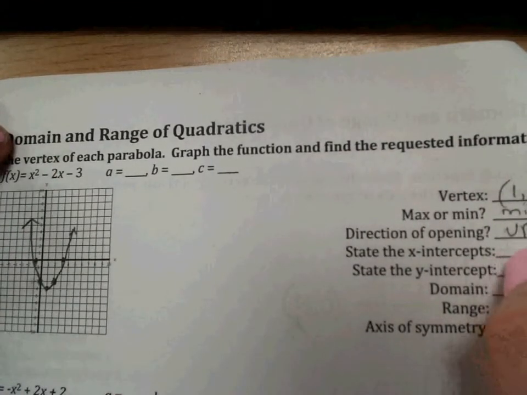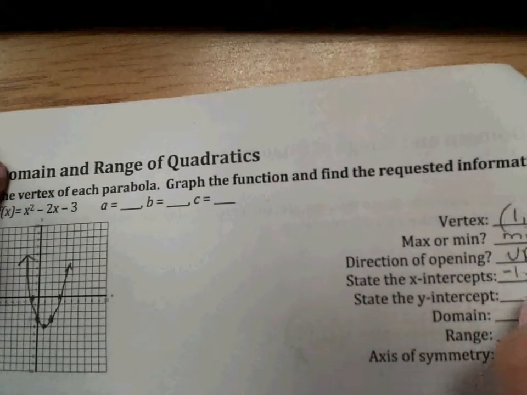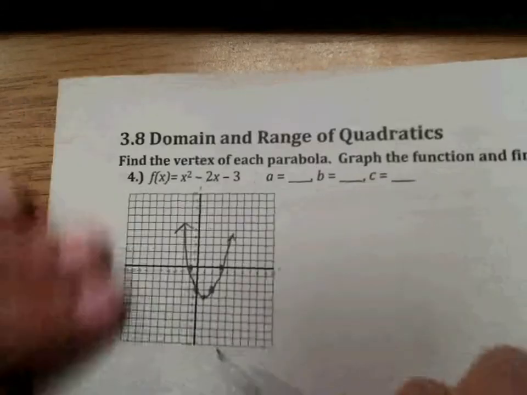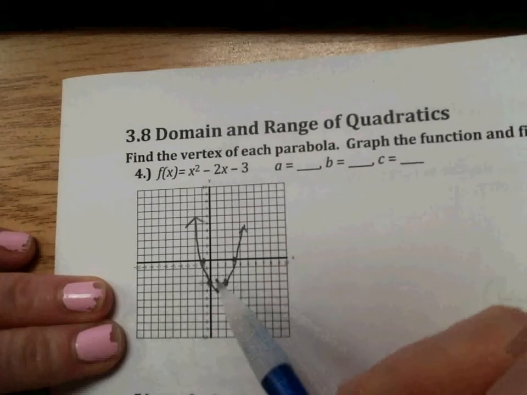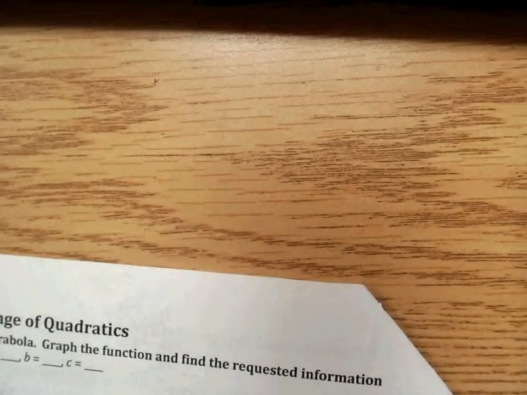Direction of opening, up. State the x-intercepts. That worked out well. That's -1 and 3. State the y-intercept. This one asks that question. That's not a question. The previous problem asks, so it hits the y-axis there at -3. Sometimes it's obvious, and sometimes it helps to take a look, tap it on the screen or on your computer, and it pops up with a point.